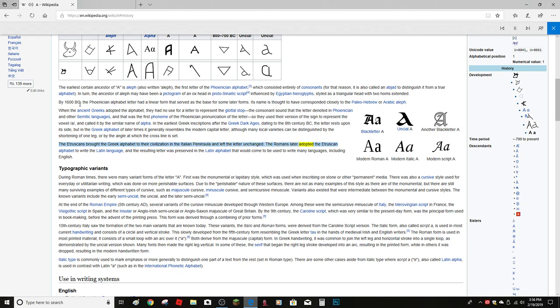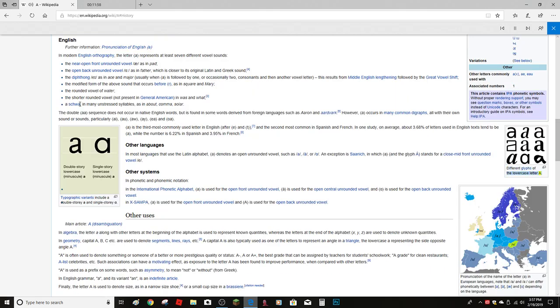The Romans later adopted the Etruscan alphabet to write the Latin language, and the resulting letter was preserved in the Latin alphabet that would come to be used to write many languages, including English. Typographic variants. Different glyphs of the lowercase letter a.